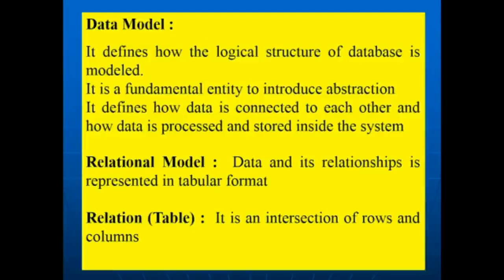Okay. Then data model. Data model defines how the logical structure of a database is modeled. It is a fundamental entity to introduce abstraction. What is abstraction? Key points or essential points will be given. There will be no background information. That is all about abstraction. Data model defines how data is connected to each other and how data is processed and stored inside the system.